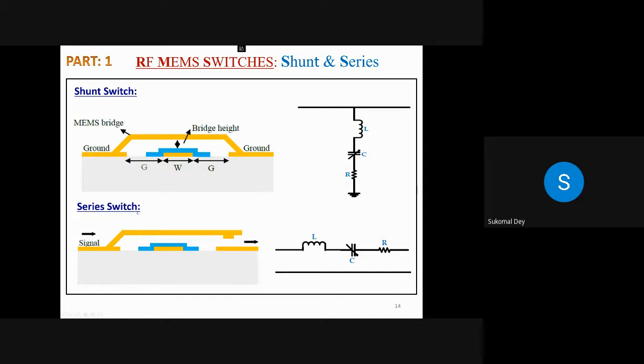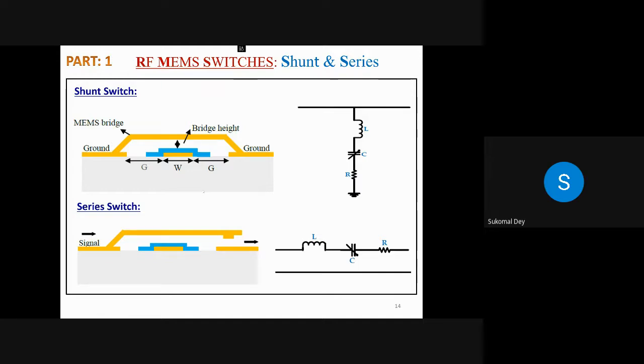In the series switch, just the opposite thing happens. See, look at this schematic. Whenever you are not applying any voltage between this center line with respect to the ground, or with respect to this signal line, then you are basically isolating the signal. The entire signal is not passing from input to output. Whenever you are applying the electrostatic voltage, your beam is snapping down, and you can get a nice path from input to output. So this is the way the series switch works.